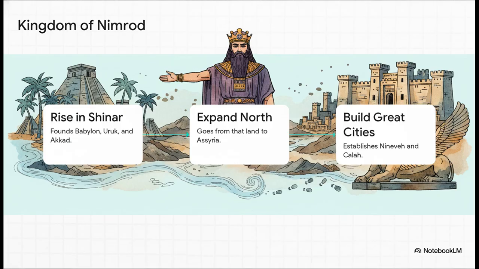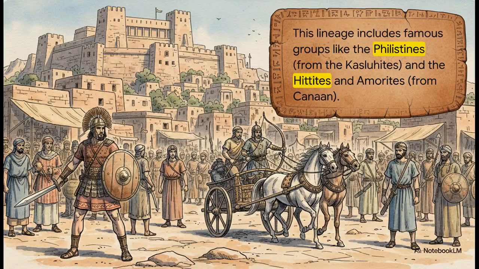The text gives us this little mini biography of an empire builder. He starts out in southern Mesopotamia, founding these iconic cities like Babylon. But then his ambition drives him north to build the great Assyrian capital, Nineveh. On this map, he's the original king, the archetype. And it doesn't stop with Nimrod. The line of Ham also includes so many other famous groups.